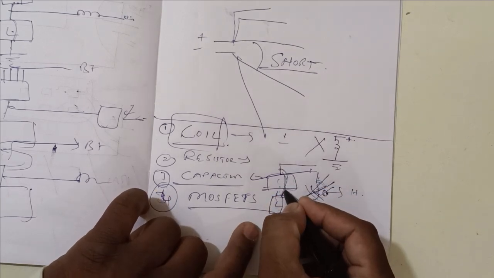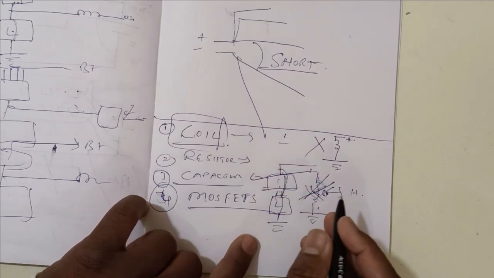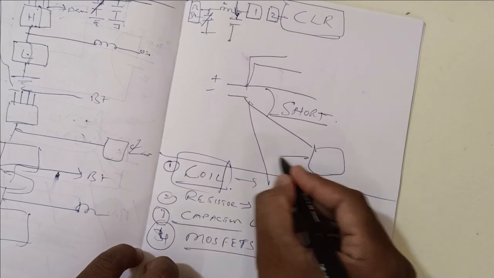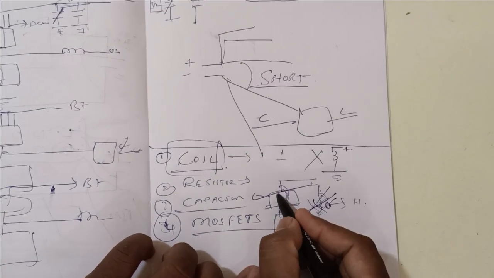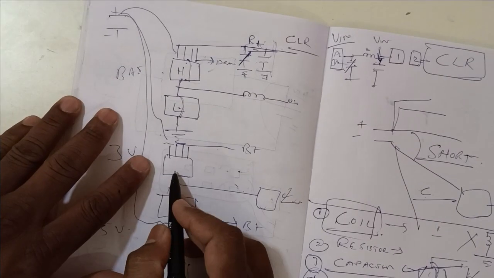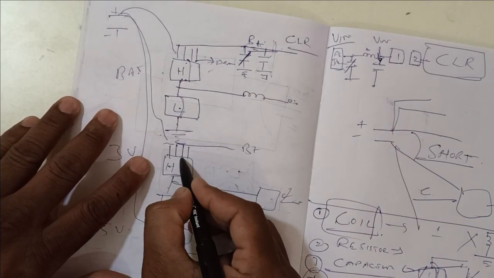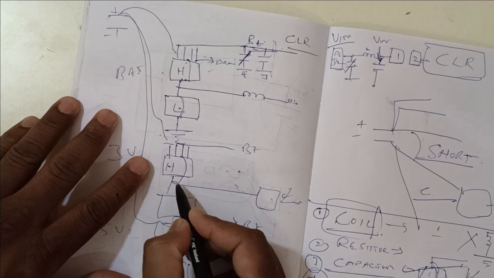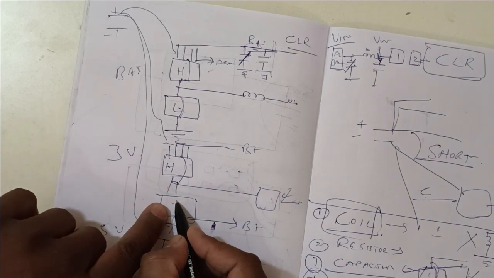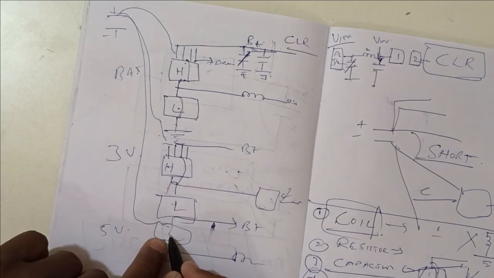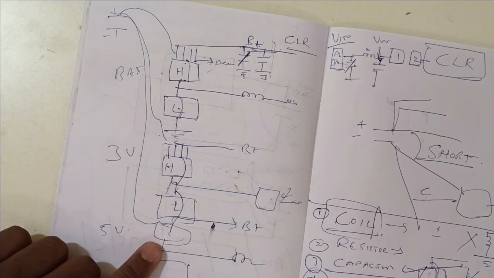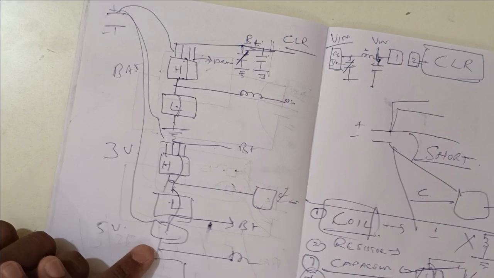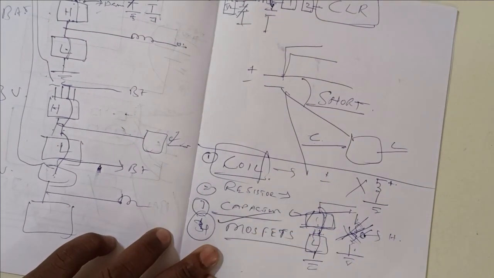Right. See, if it is a short, 19 volts will come here. Yes, sir. Just one MOSFET will pass the current, right? Yes, sir. If this particular high MOSFET has short, same 19 volts will pass here. Yes, sir. This 19 volts, actually low MOSFET is connected to the ground. Yes, sir. That high MOSFET, that current goes to the ground. Okay. That also is one possibility. So, MOSFETs also are one possibility.